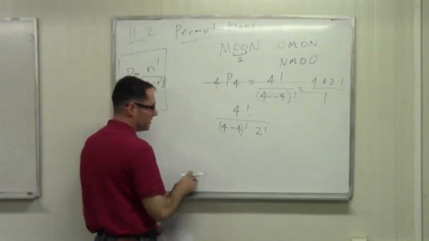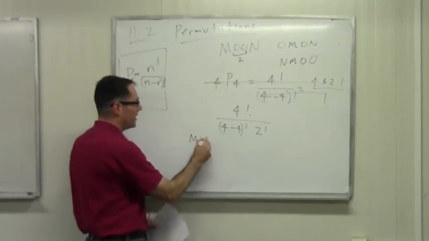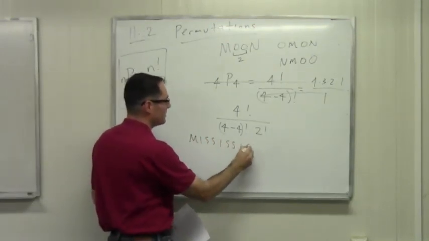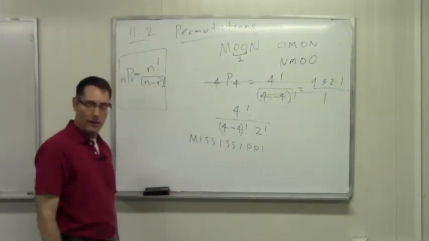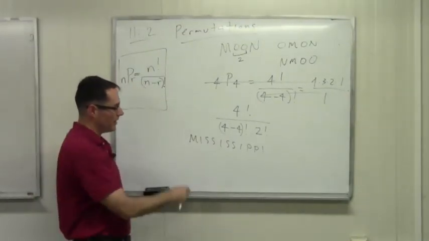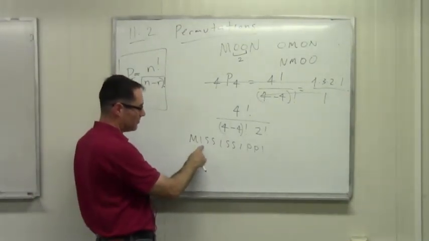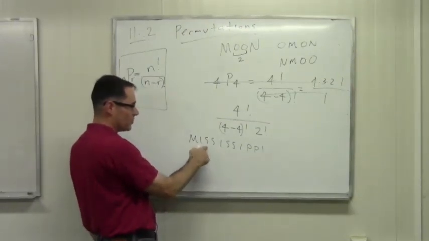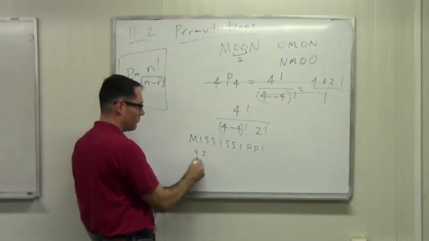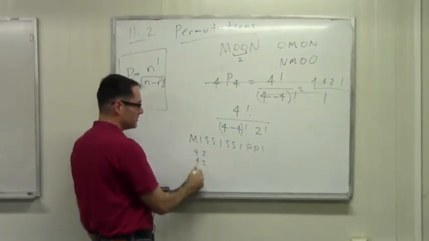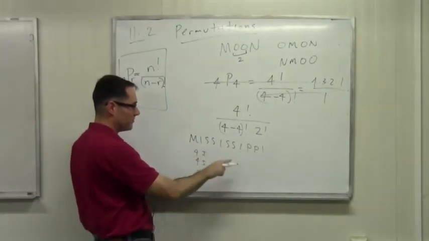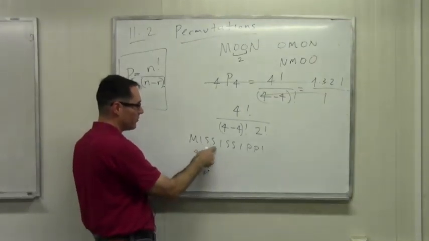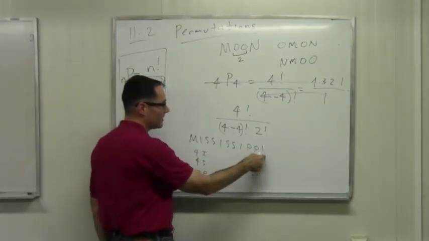Yeah, let's see if we can do one. M-I-S-S-I-S-S-I-P-P-I. Let's see how many different repeats there are. M doesn't repeat. I repeats how many times? 1, 2, 3, 4. So there are 4 I's. S's: 1, 2, 3, 4. 4 S's. P's: 2 P's. Anybody else repeating? OK, there are 1, 2, 3, 4, 5, 6, 7, 8, 9, 10, 11 letters.